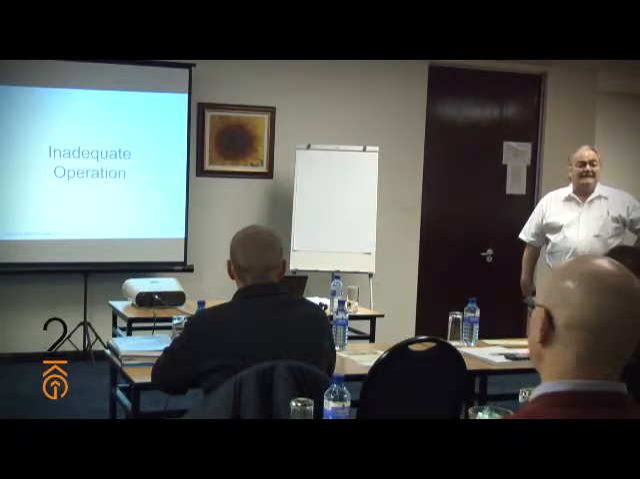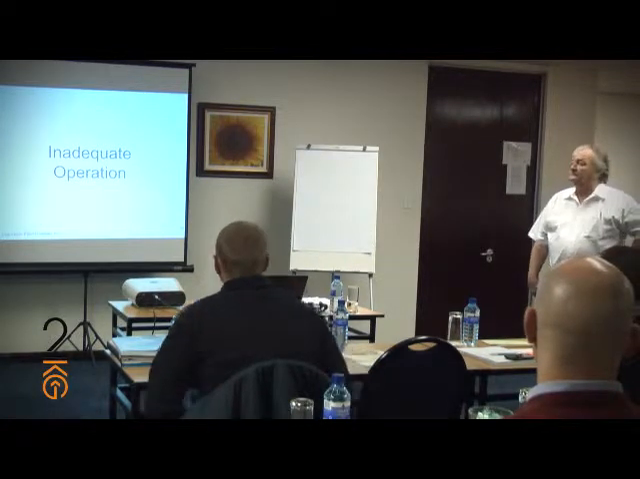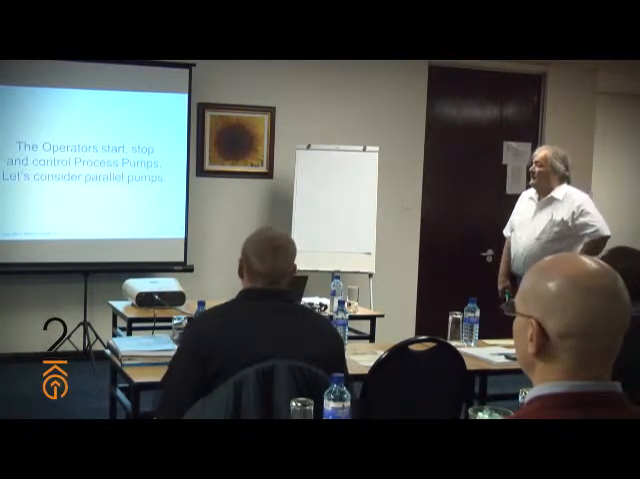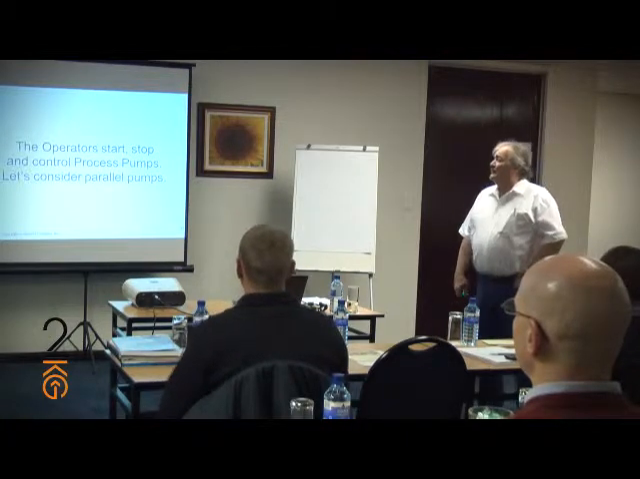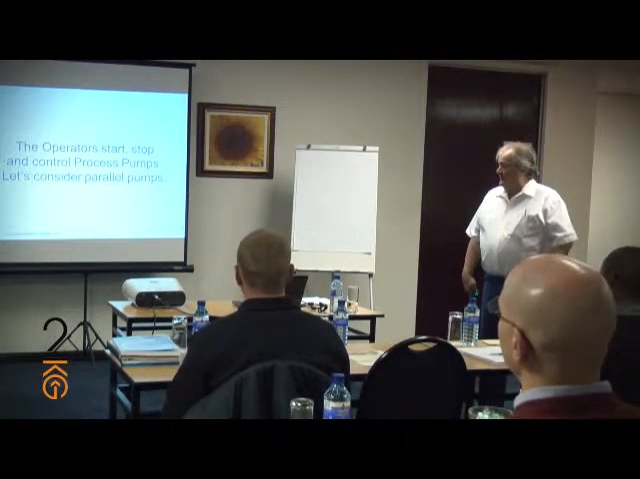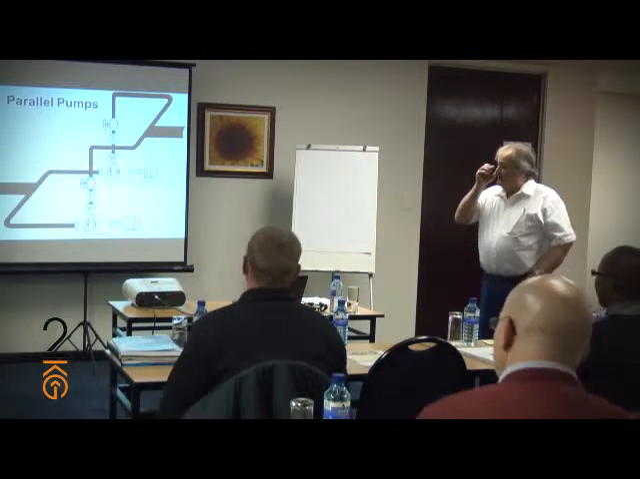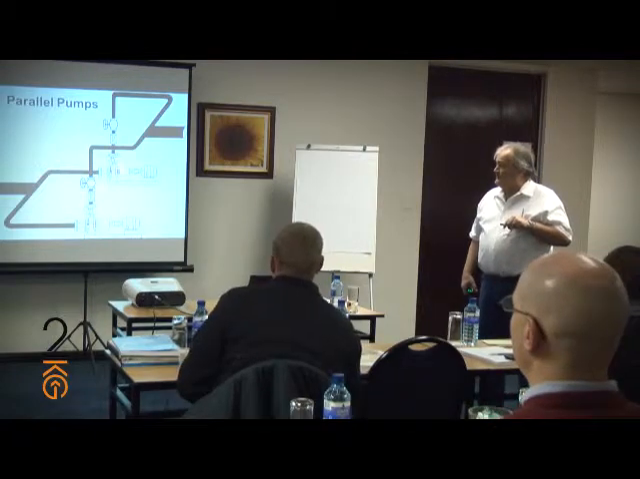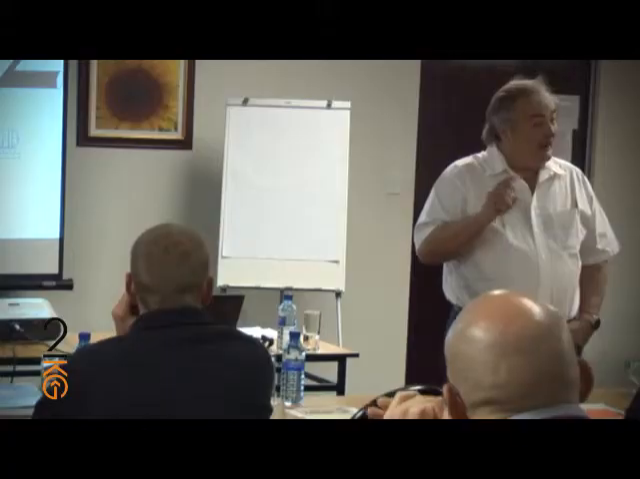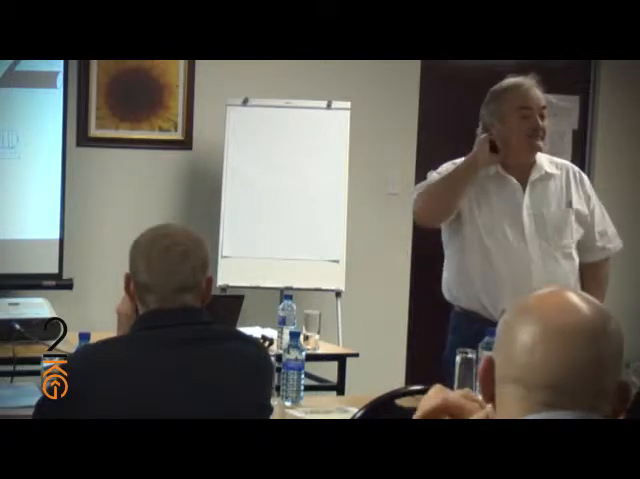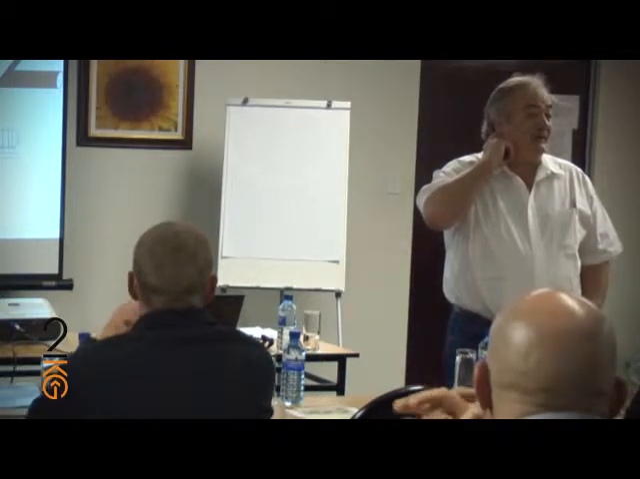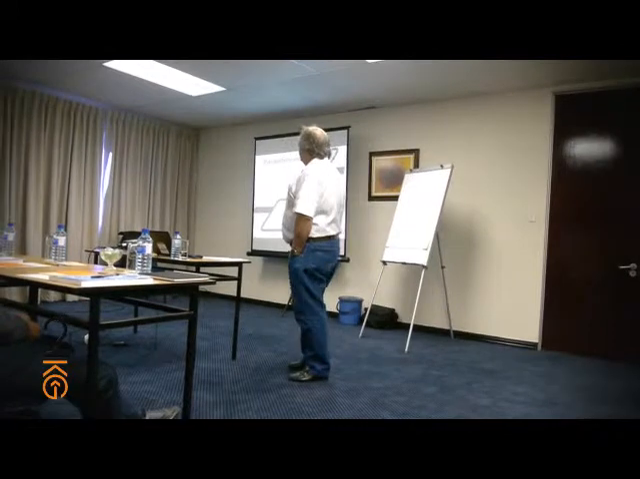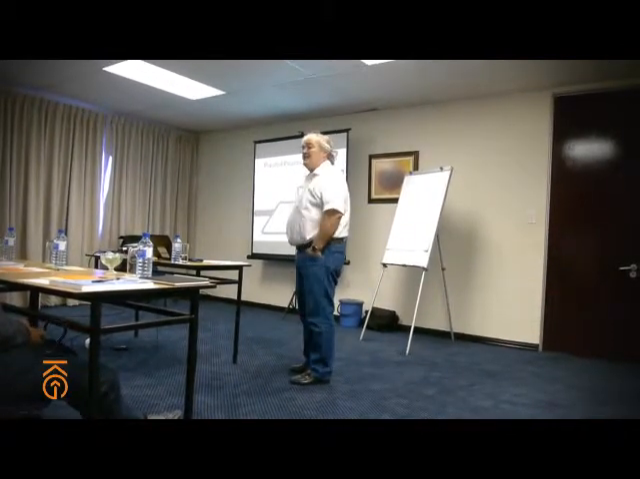Here's an example of bad or inadequate operation. The operators start, stop, and control the process pumps. Let's look at some pumps. These are parallel pumps, meaning they are two pumps side by side. Now, alternating pumps cannot run in parallel. Parallel pumps can alternate or run together, but alternating pumps cannot run in parallel. These are parallel pumps. Both pumps are turned off. You're going to start these pumps.